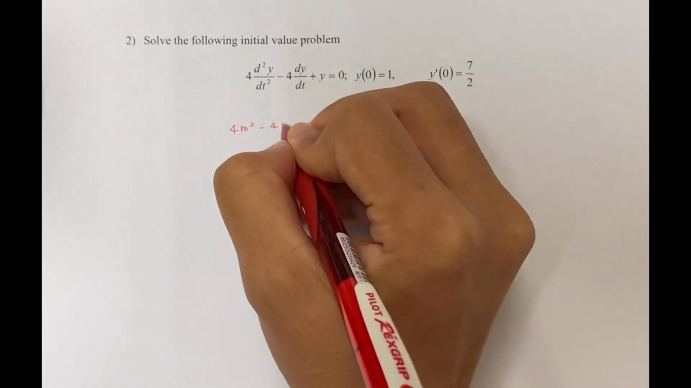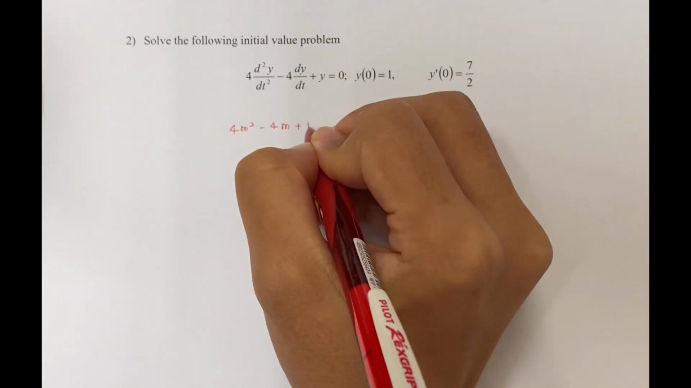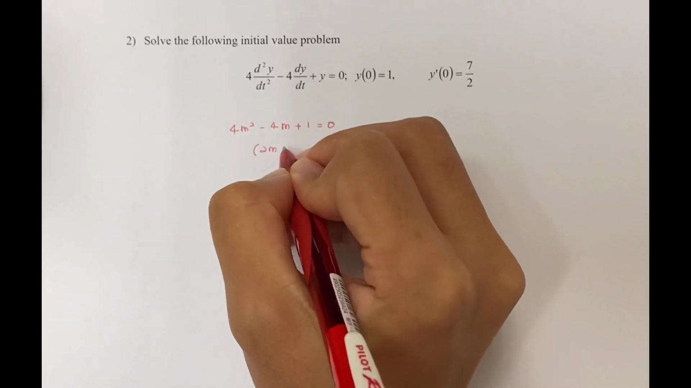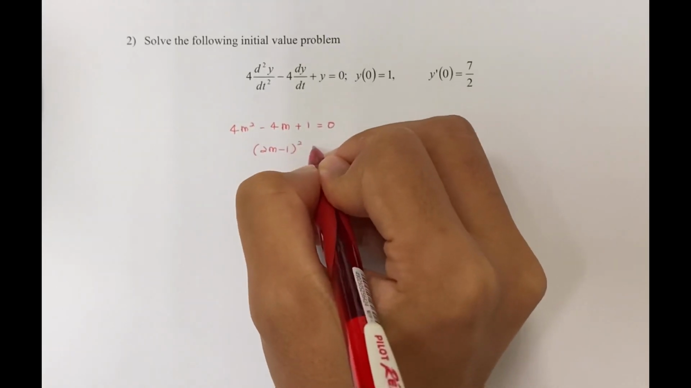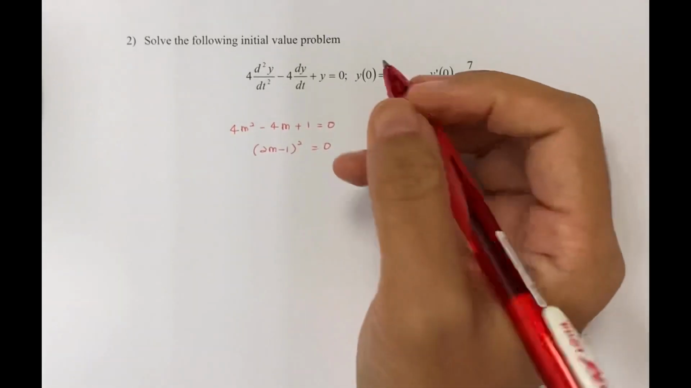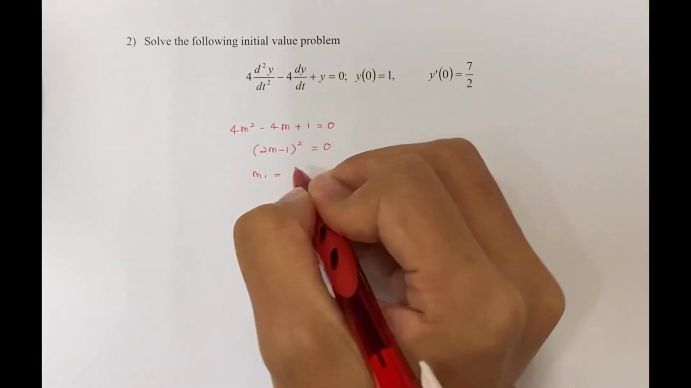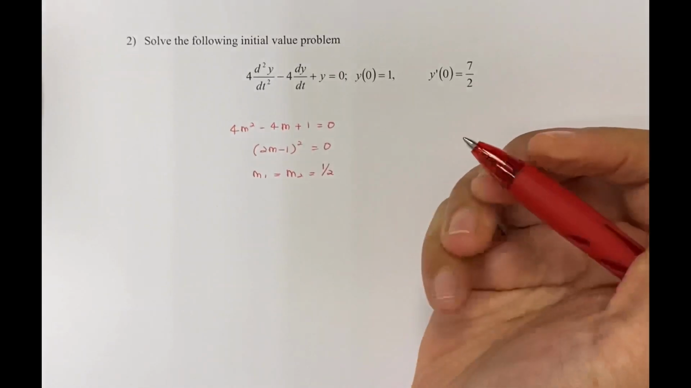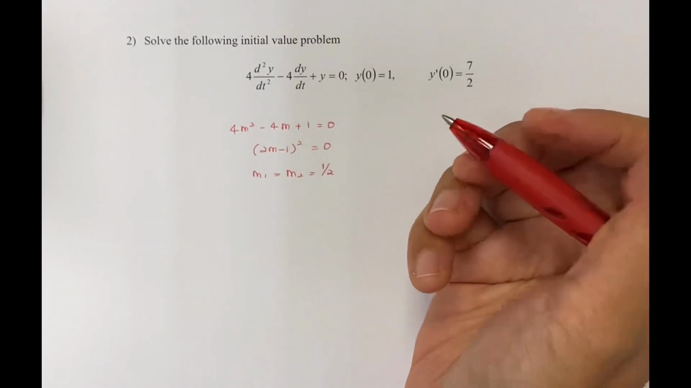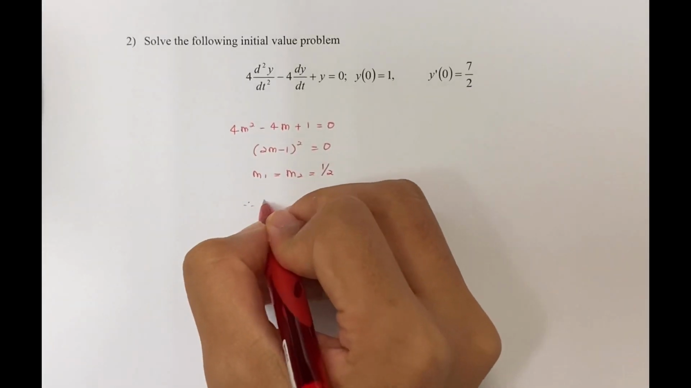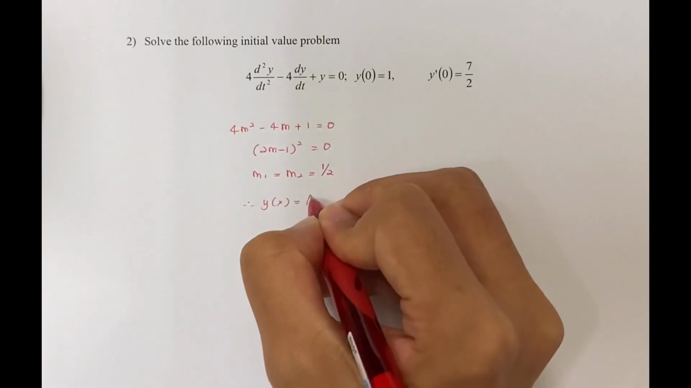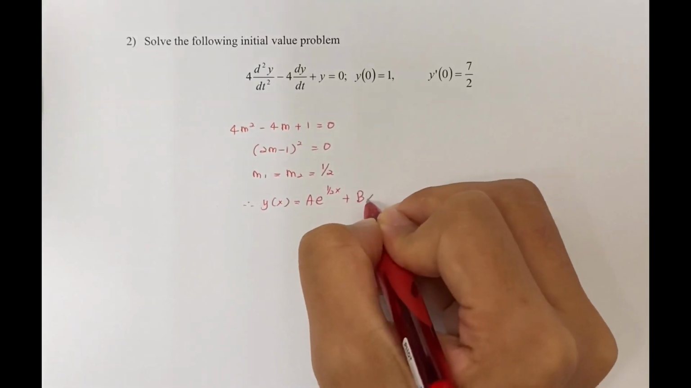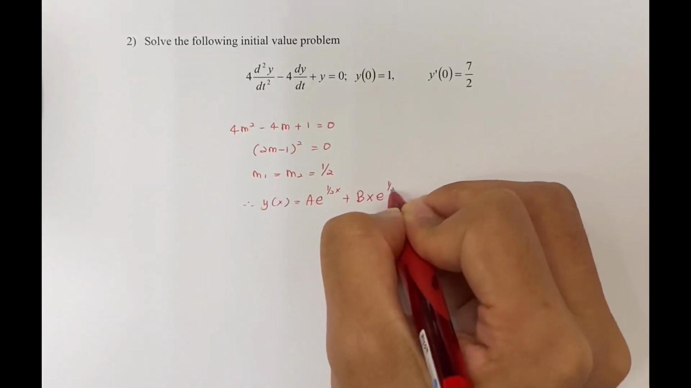As usual, write your characteristic equation. 4m square minus 4m plus 1 equal to 0. And for this one, you have (2m minus 1) square equal to 0. So your m1 will be the same as m2 and it is equal to 1 over 2. You have a real but repeated root. So y(x) is equal to a exponent half x plus bx exponent half x.